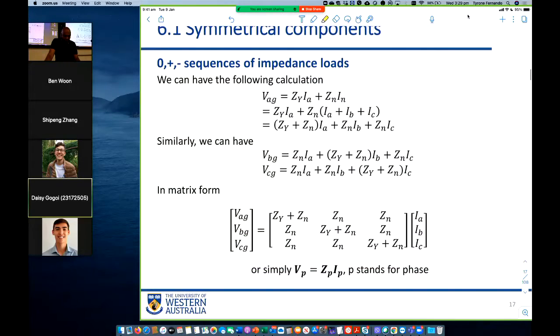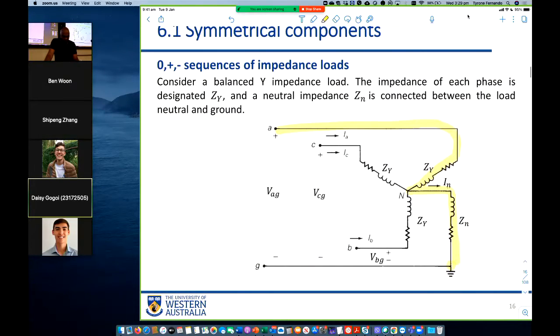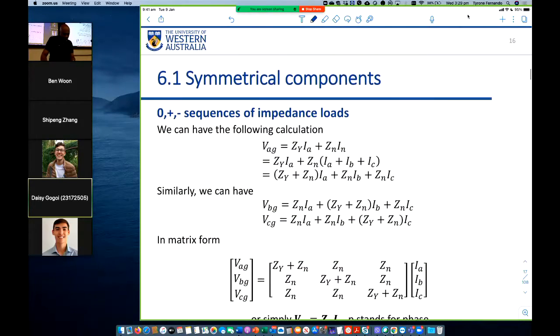So we can write this equation. VAG is the voltage at point A relative to ground. This is point G. It is the drop across ZY plus the drop across Zn. The current that flows in here is IA, and the current that flows in here is IA plus IB plus IC. So we can write this: VAG must equal ZY IA plus Zn IN, where IN is IA plus IB plus IC.